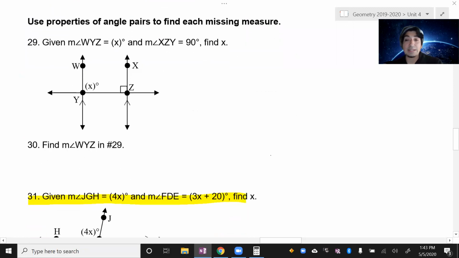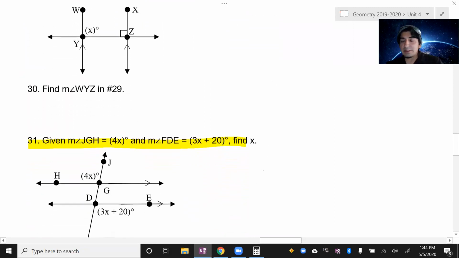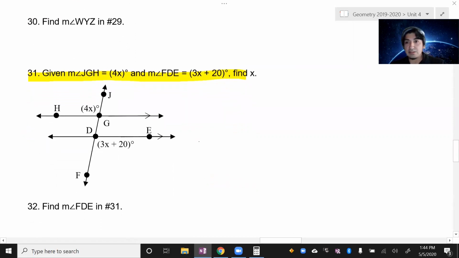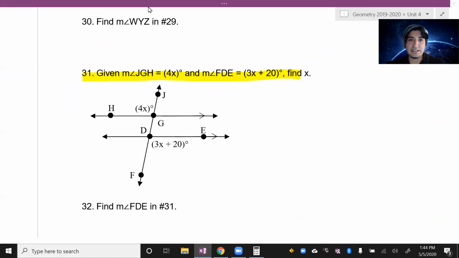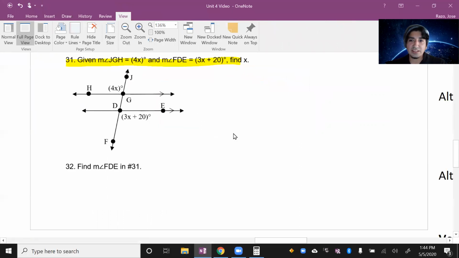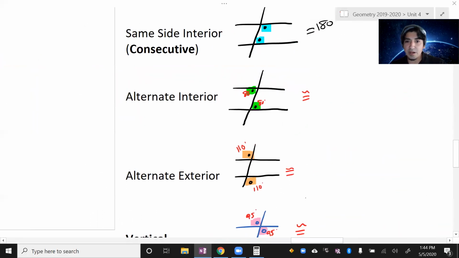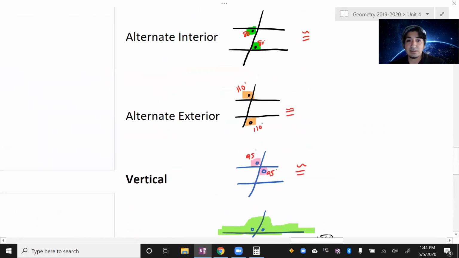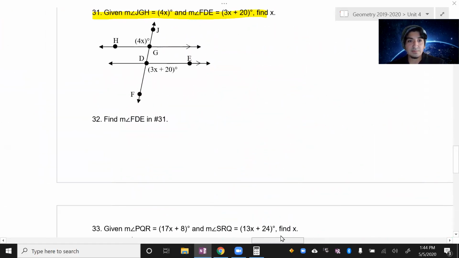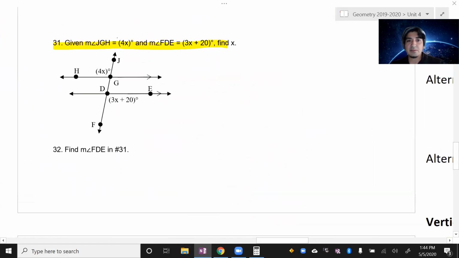Now the next problem, what I'm going to do is just set up the problem, and then we'll go from there. Now you have to walk the line. If you happen to forget how to walk the line, you have to go back and reference the second video about how to properly read the angle. I don't have it here, so I guess I have to make it up and draw it.